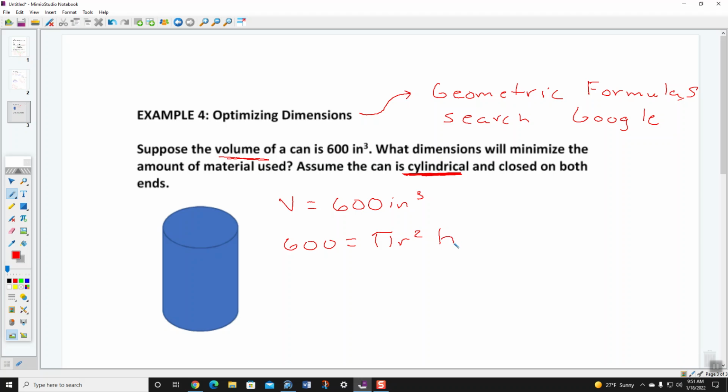Now, it says what dimensions will minimize the amount of material used. When I talk about the amount of material, this is like a pop can. How much aluminum is there? The aluminum is on the outside, isn't it? Isn't that like a surface area? So we know this about this cylinder: its volume is 600 cubic inches, therefore 600 must equal pi r squared times the height. What we're trying to find is the most efficient way to make a can so that you use the least amount of material.